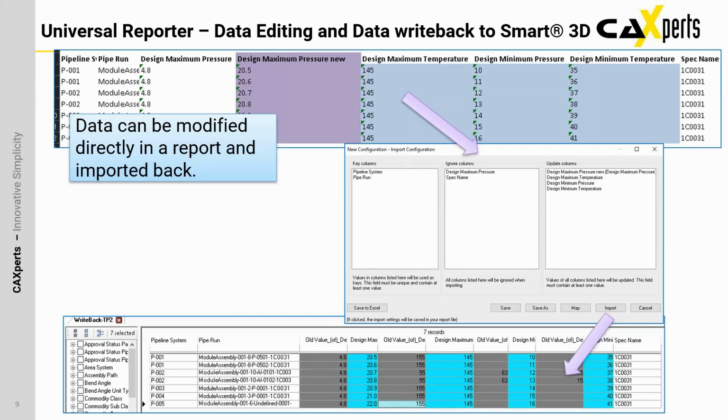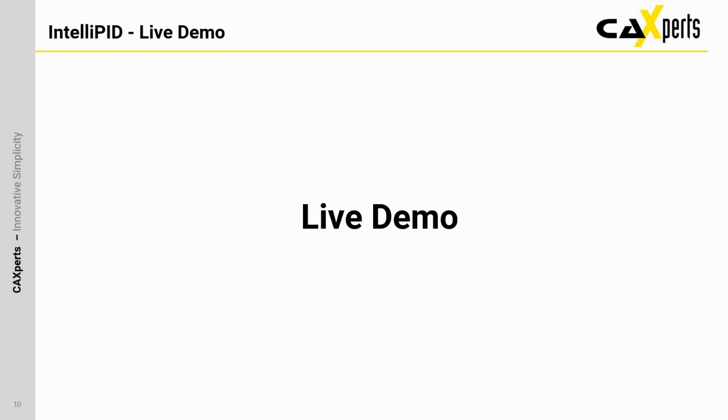So you give it to a department that is responsible for the data. They change the data. You import that back through the Universal Reporter and write this data back into the authoring tool, into Smart 3D. Okay, so two different ways of modifying the data in here.